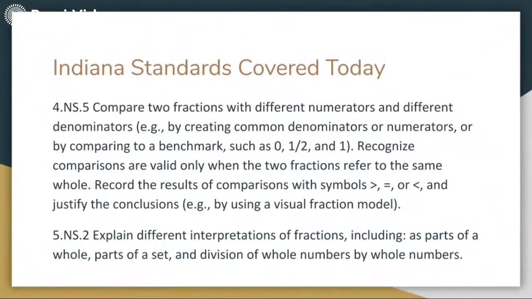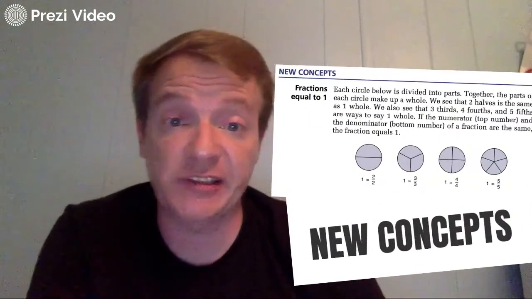For 4th grade, we're going to be comparing two fractions with different numerators and different denominators using the greater than, less than, or equal symbols. We're also going to be explaining different interpretations of fractions, including parts of a whole, parts of a set, fractions that are equal to 1, 1/2, and we're going to be rounding numbers using a number line. So, the first thing we're going to do is look at our new concepts.